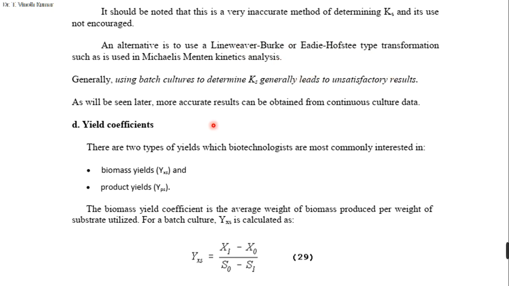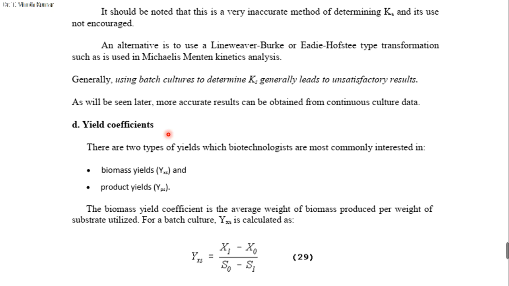And the next one is the yield coefficient. Yield means how much amount of product is formed. There are two different types of yield which biotechnologists are most commonly interested in, which are the biomass yield and the product yield. The biomass is different and the product is different.